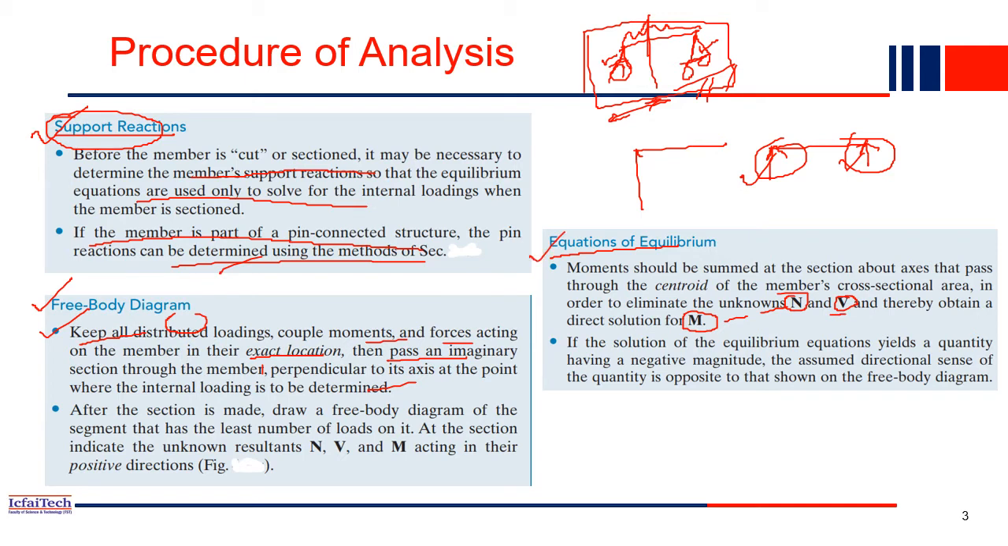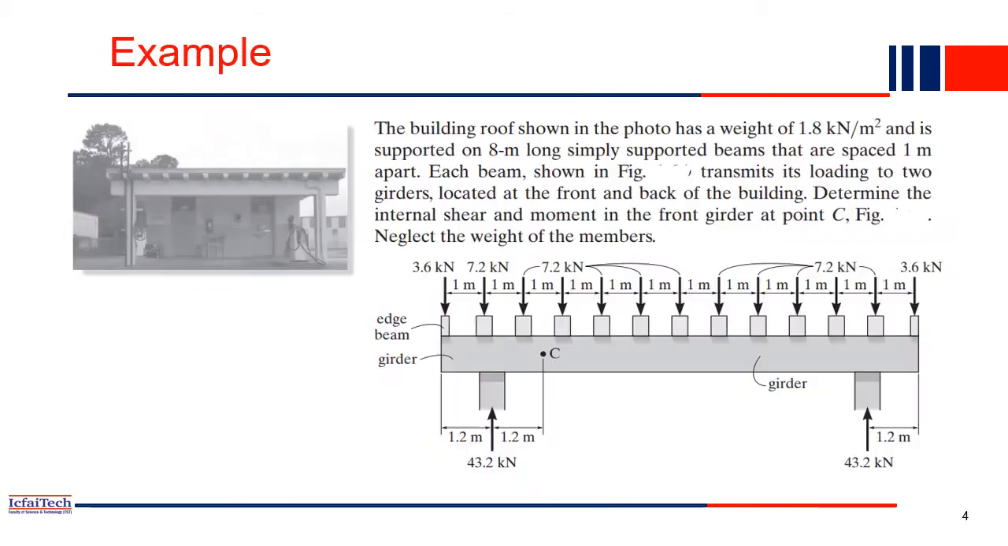As we discussed in the earlier classes, we have three equations of equilibrium: summation of all horizontal forces equal to 0, summation of all vertical forces equal to 0, and summation of all moments about any axis equal to 0. Using these three equations, we compute the moment, normal force, and shear force at any particular location. So now let's solve an example of how exactly we calculate the internal forces.